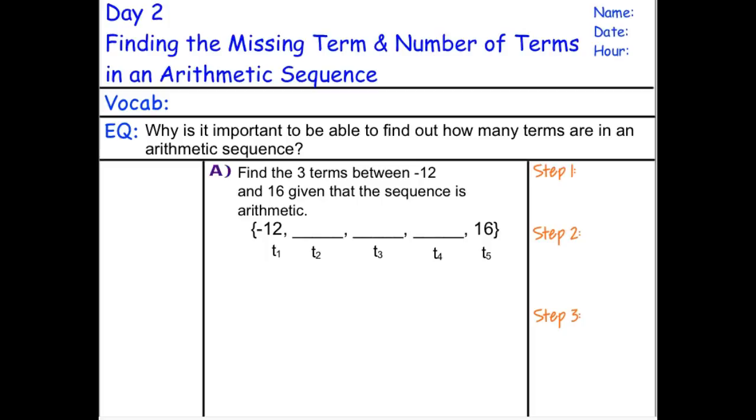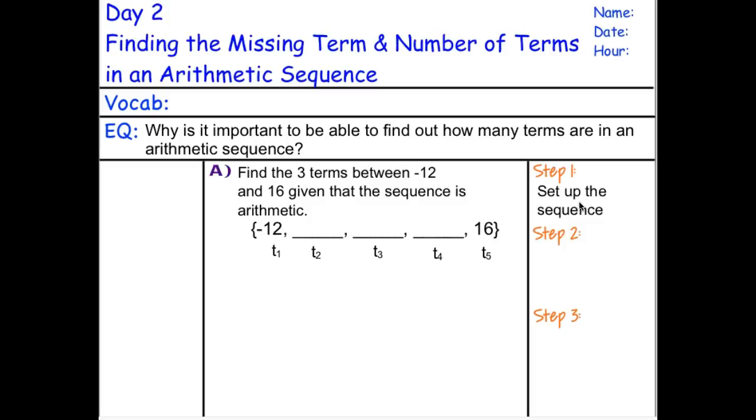So our first example talks about finding the three terms between -12 and 16, given that the sequence is arithmetic. Some of you will probably figure out some tricks to figuring this out, but the method I'm going to show you is a tried and true way that will work every single time. Our first step is going to be to set up that sequence.